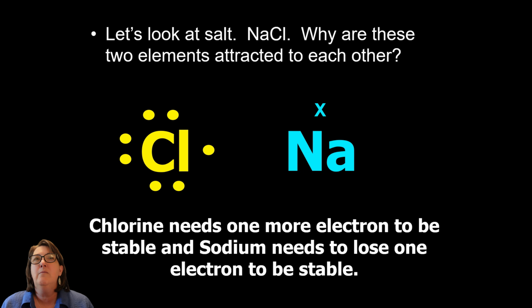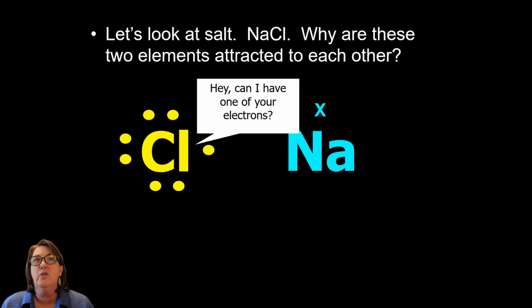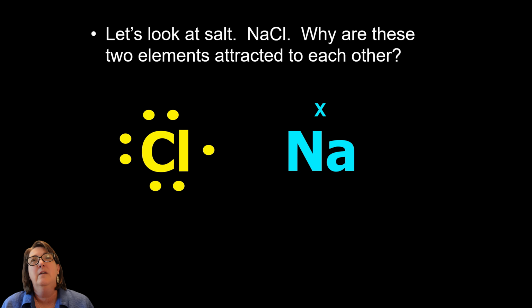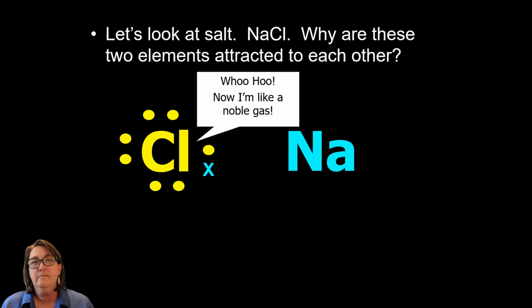Chlorine wants to be more stable, so it's going to take that electron and it's going to be like, hey, can I have one of your electrons? And sodium's going to be like, sure, here you go. Then that electron is going to get pulled over to chlorine. Now chlorine's stable. It's going to have its 8.